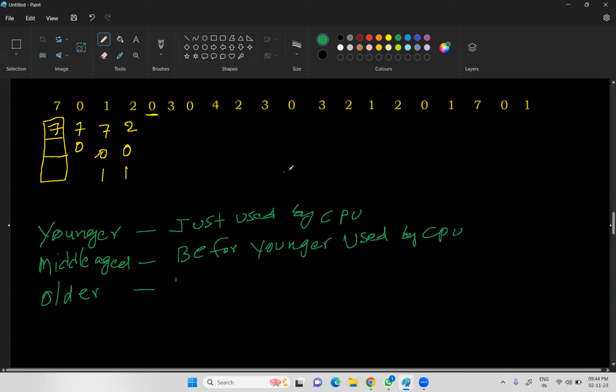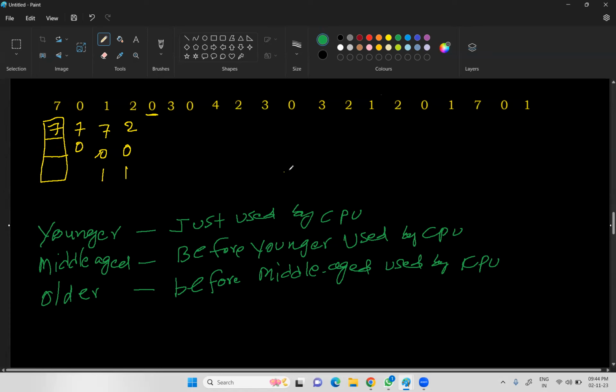So older in the sense, as well as before middle aged used by CPU. So please remember these three different kinds of words. Then you could understand very easily how to replace them.